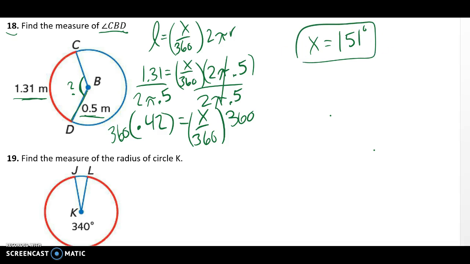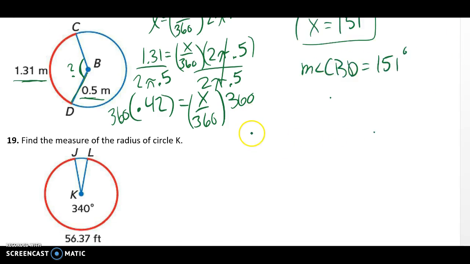And x is the measure of this angle. So actually, we'll say that the measure of angle CBD is equal to 151 degrees, just to answer the question. Put exactly what it asked for. Okay, good stuff.